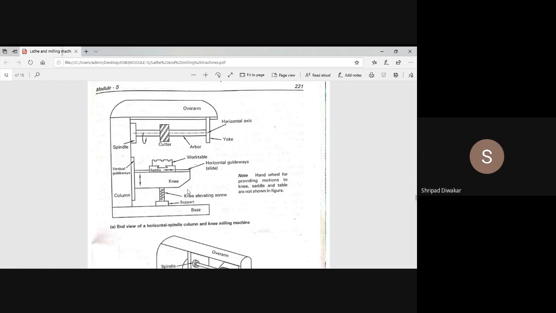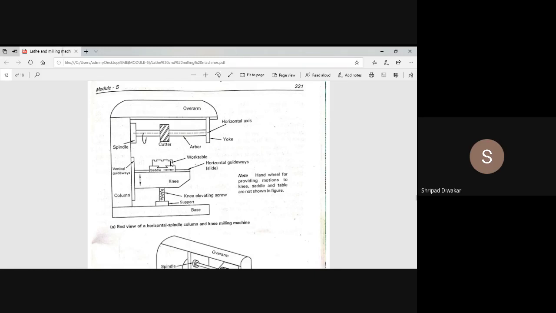This is what you are seeing, the structure of a milling machine. I'll explain briefly the parts of the milling machine. It is the base. On the base, we have a knee operated with a knee elevating screw. We can lift the knee according to our requirements, and it is supported by the column. The knee is fixed to the base with the help of the knee elevating screw, and we can lift the knee top or bottom according to our requirements.